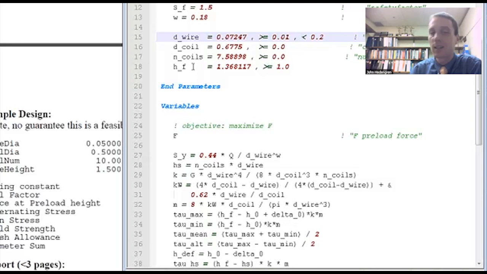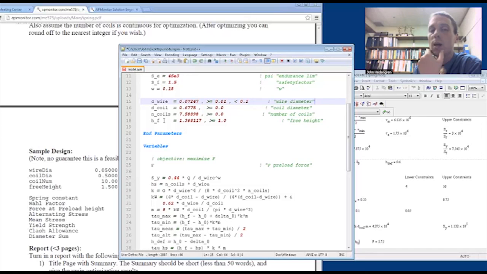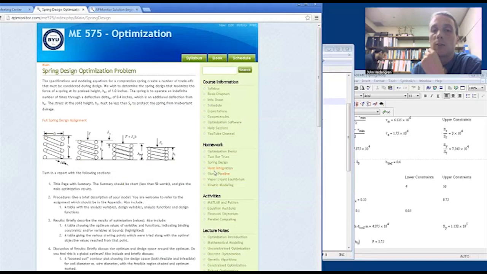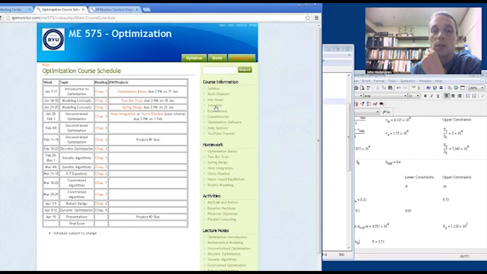Let me just talk about what we'll do next time. These help sessions, I've tried to set them up so that they're very hands-on. We work through some examples. In this case, working through the homework problems, a little bit of help on that. Next time, we'll start in on the heat integration problem for Friday's session, or the slurry pipeline. The schedule says the next homework problem is either the heat integration or the slurry pipeline, and these can be done in groups of two.